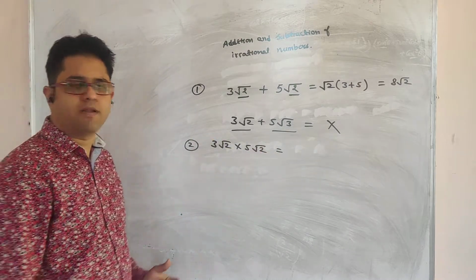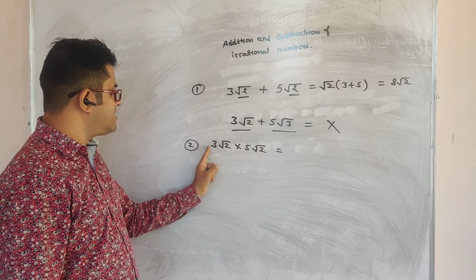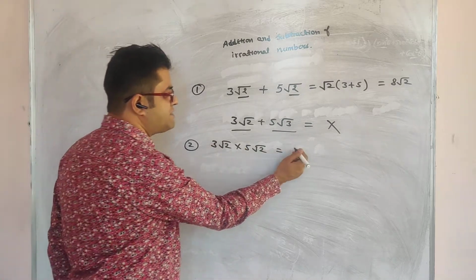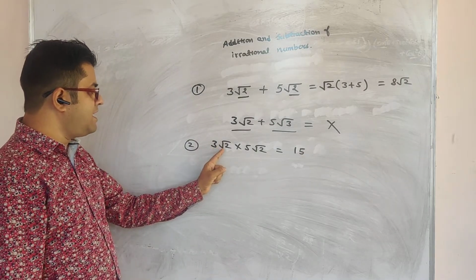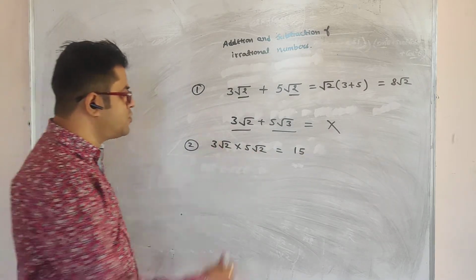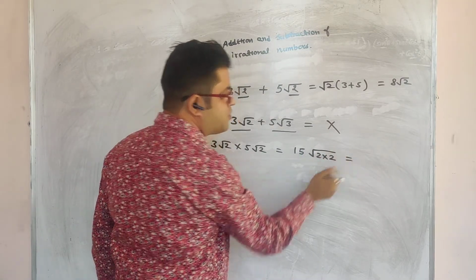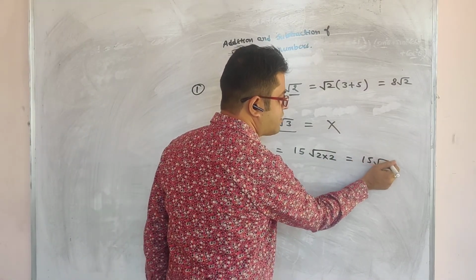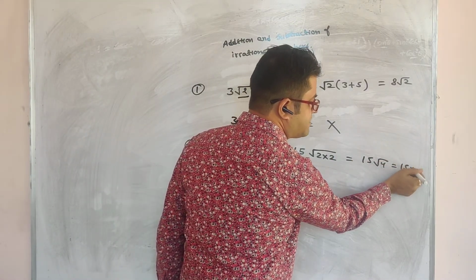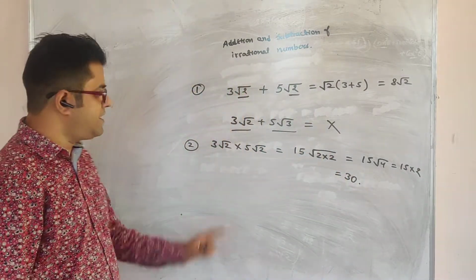Now, if we need to multiply 3 root 2 and 5 root 2, how can we multiply these two irrational numbers? First of all, multiply the rational part, that is 3 and 5, which is 3 5 ja 15. Then multiply the irrational part, that is root 2 times root 2, which is root of 2 into 2. That is 15 root 4, which is 15 times 2, and that will be 30, right?